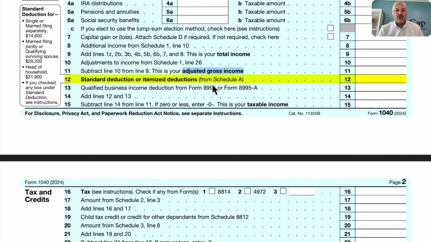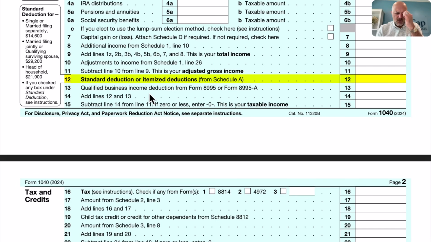And you'll see it says from Schedule A. The standard deduction is a fixed dollar amount that reduces your taxable income automatically. So whether you're married filing jointly or single, you'll see on the left here, you get a standard deduction. If you're single or married filing separately, your standard deduction as of 2024 is $14,600. If you're married filing jointly or if you're a qualifying surviving spouse, it's $29,200, and $21,900 if you're head of household. So you get that regardless.